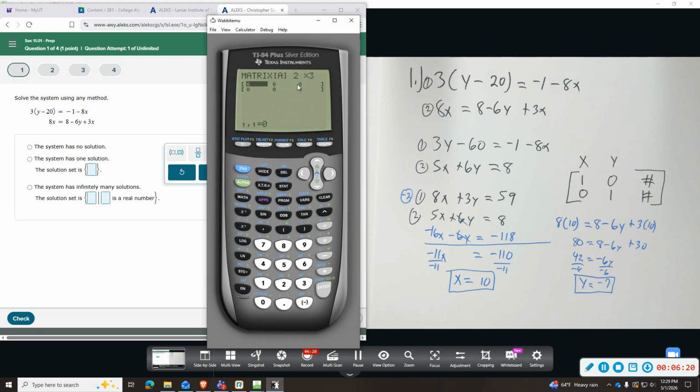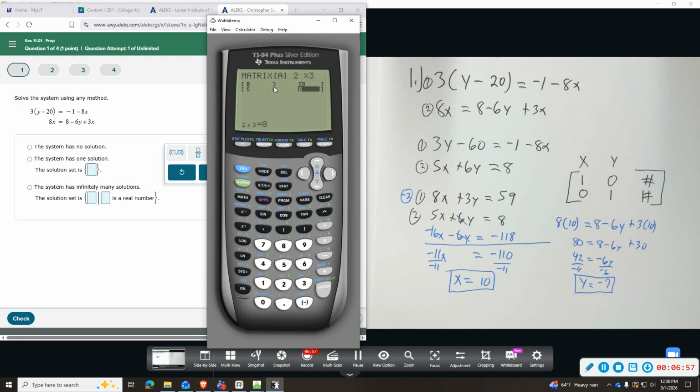Okay. In here we only put the coefficients, only the numbers. So 8, 3, and 59. Make sure you enter the data correctly. That's the most common error. Second row, 5, negative 6. Nope, sorry. We did 8, 3, 59. So we're going to do 5, 6, not negative 6. Positive 6, and the 8.